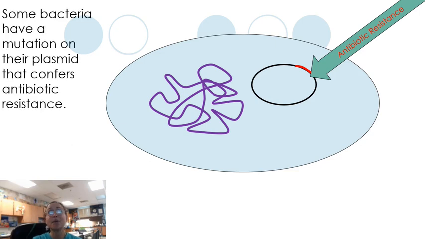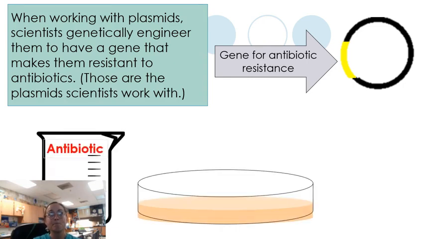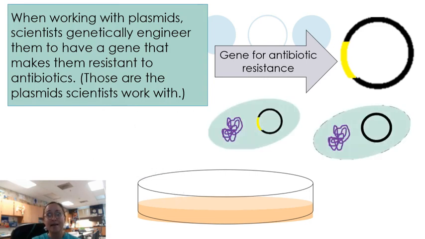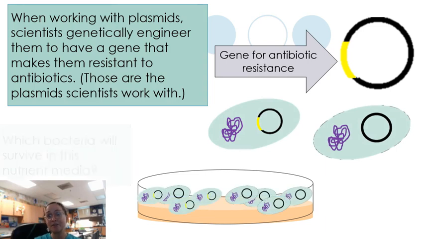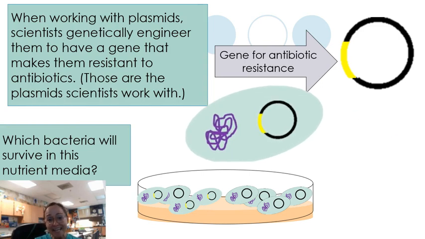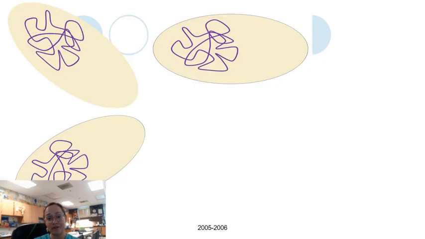Why this is important is that if you have a plasmid with a gene for antibiotic resistance, and you pour the nutrient agar plates with antibiotics already part of the growth medium, now only bacteria that have that gene for antibiotic resistance will survive. So the bacteria that have taken in the plasmid with antibiotic resistance will be the only ones to survive and grow on that nutrient medium.